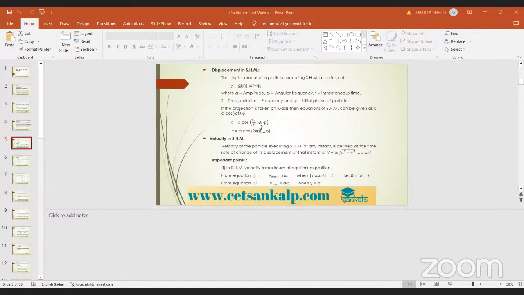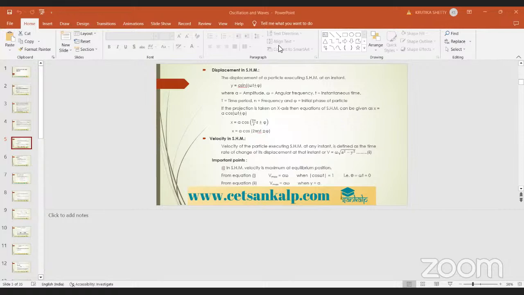Okay. Then on the x-axis, the same equation can be written as x is equal to a cos(2 pi by T into t plus or minus pi). So already we described what the small t, capital T and the pi terms are here. This is the displacement expression. Remember this.